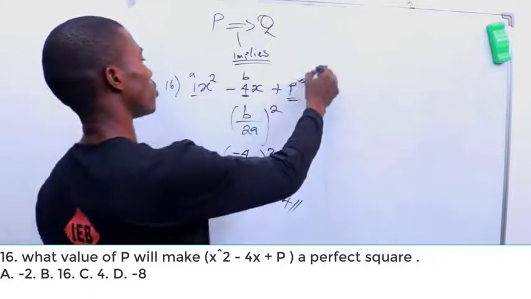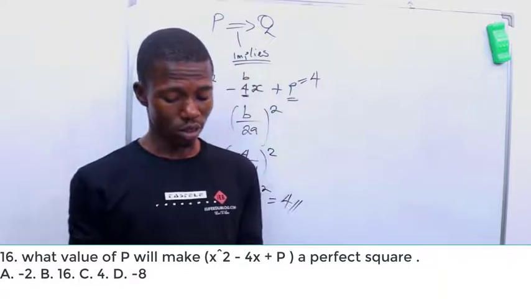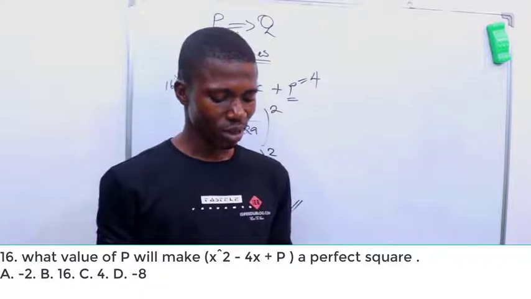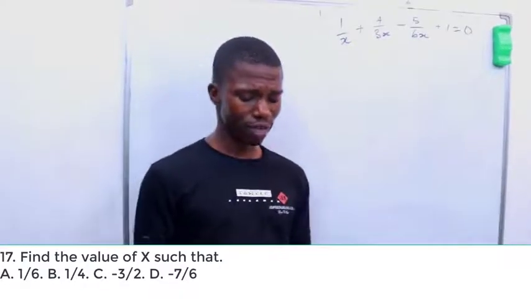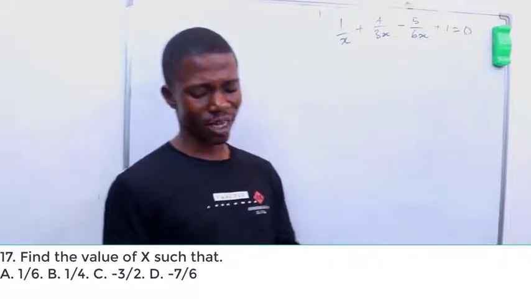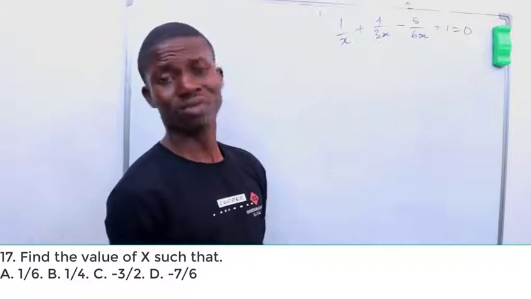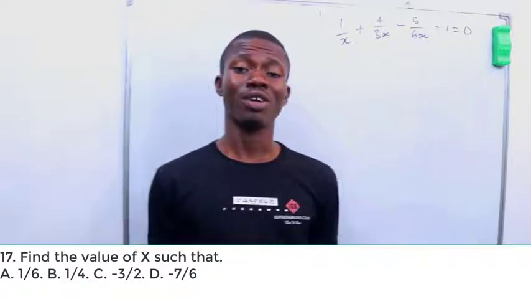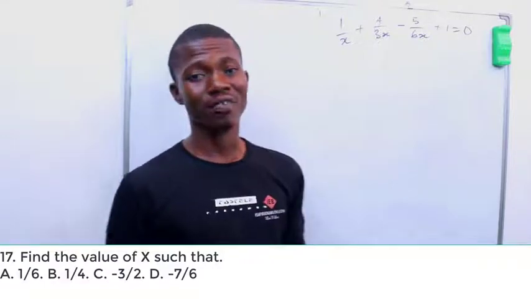So P is equal to what? 4. Let's check our option. P is equal to 4. Option number C. Number 17. On the board here is question number 14. Okay, find the value of x such that, then they gave us this equation. Okay, so this question is very cheap. All they want us to do is make x the subject of the formula. Once you make x the subject of the formula, you go ahead and find your answer.